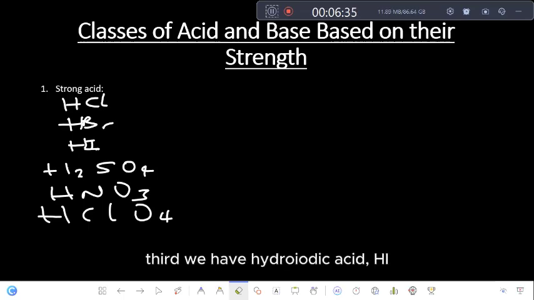Third, we have hydroiodic acid, HI. We have sulfuric acid, that's H2SO4. We have nitric acid, that's HNO3. And then we have perchloric acid, HClO4.